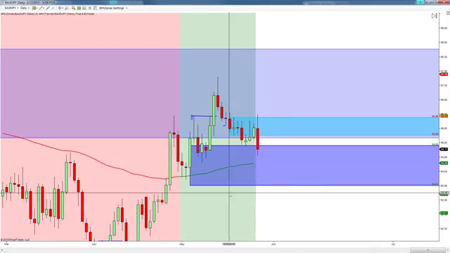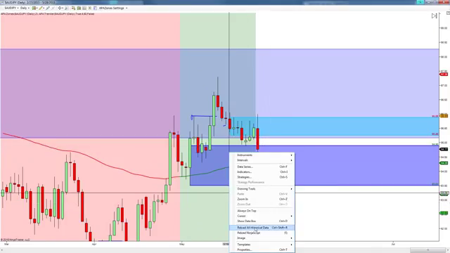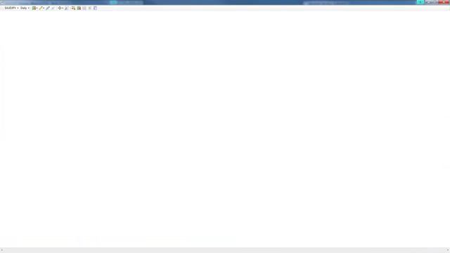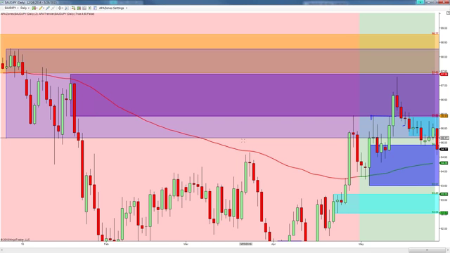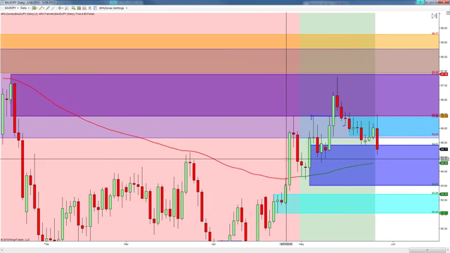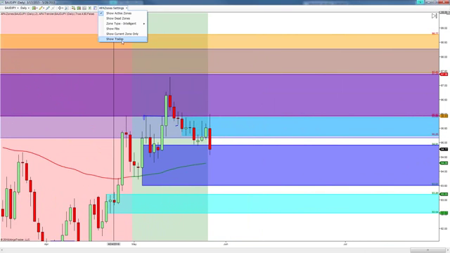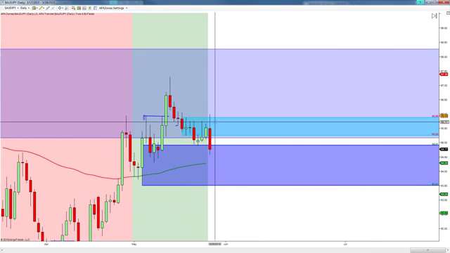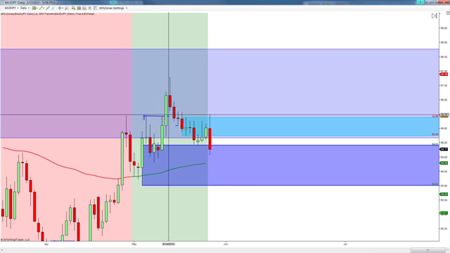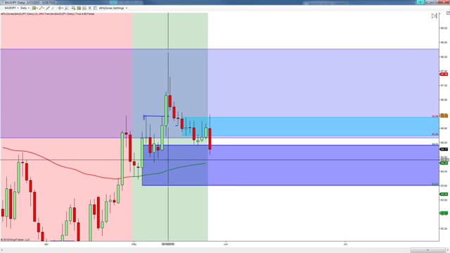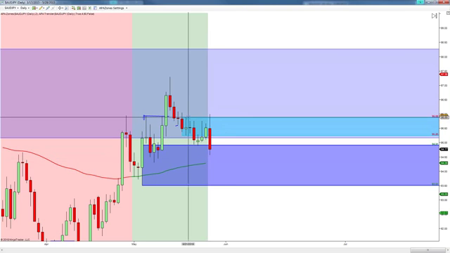Now I need to make sure that this is most current here, so let me refresh my chart. All right, there we go. That's better. So those are our two fresh levels that we have on our chart. These are the most direct and prominent levels that we're looking at.